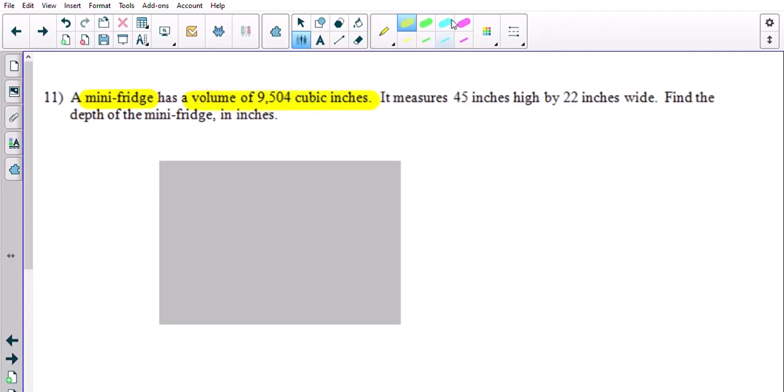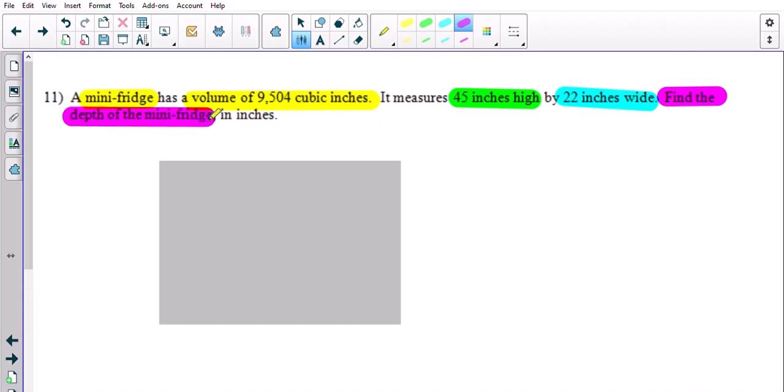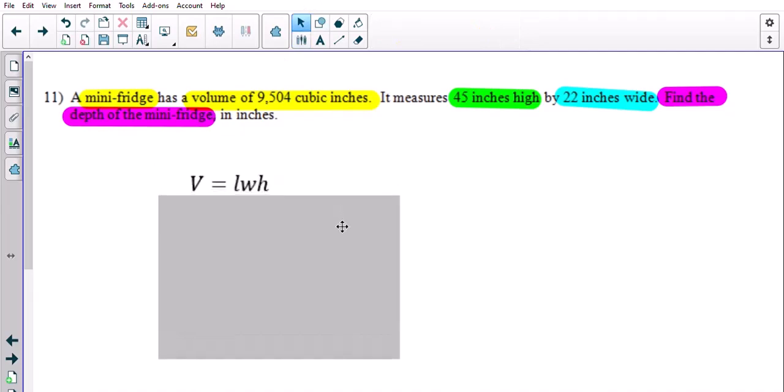It tells you we're talking about volume. We have a height of 45 inches and a width of 22 inches. For this one, we need to find the depth. So basically just the missing value, which we can consider the length since we have the height and the width. It doesn't really matter. But we're going to assume this is a rectangular prism shape because we're given both the height and the width. We need to find our missing value here.